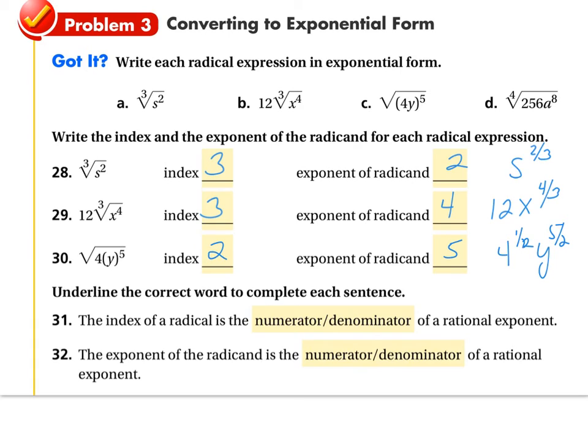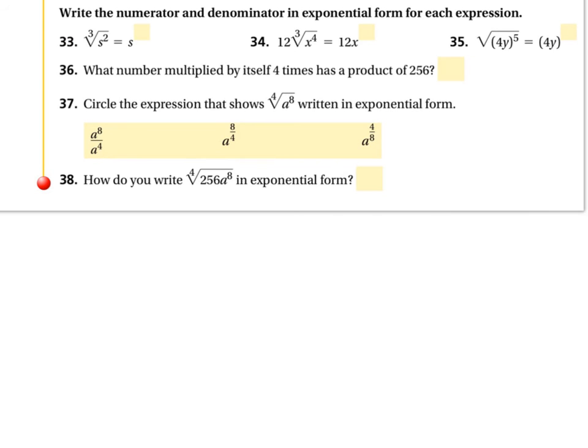The index of the radical is going to be the denominator of the rational exponent. And the exponent of the radicand is the numerator of the rational exponent. You saw this on the previous page where we worked through each of these. To simplify this quite a bit, this becomes the numerator, 2, and the index becomes the denominator.